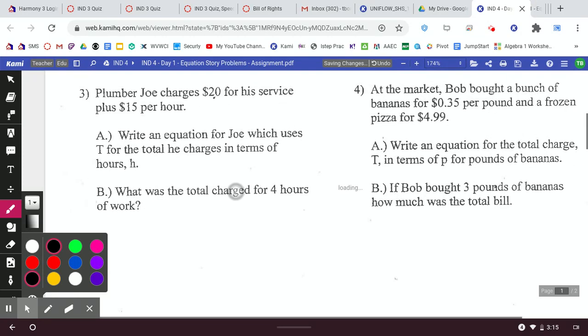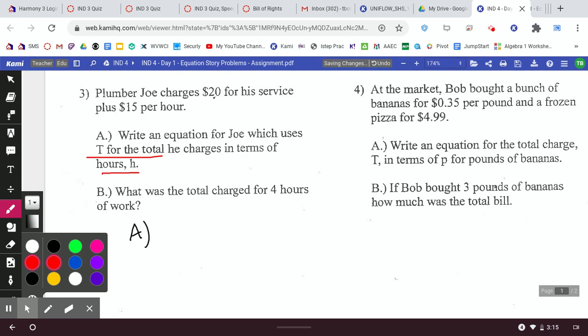So we've got Joe the plumber charges $25 for his service. So that's his flat rate fee, plus $15 per hour. So step A here, we've got 2 steps here. Step A has us write an equation for Joe, which uses T for total. So this time they want us to use T for his total in terms of H hours. Well, again, we're right for hours, we're going to use H.